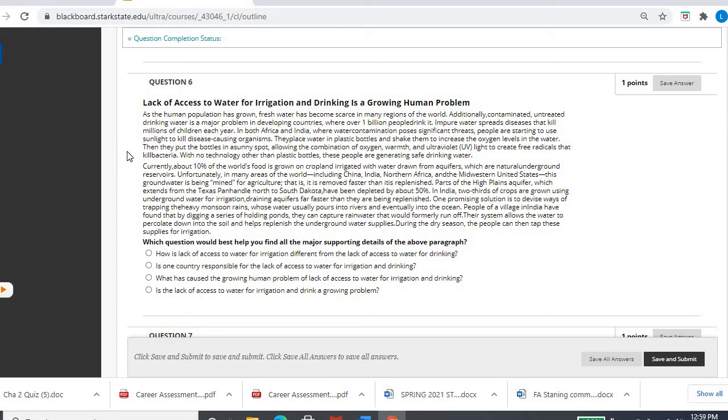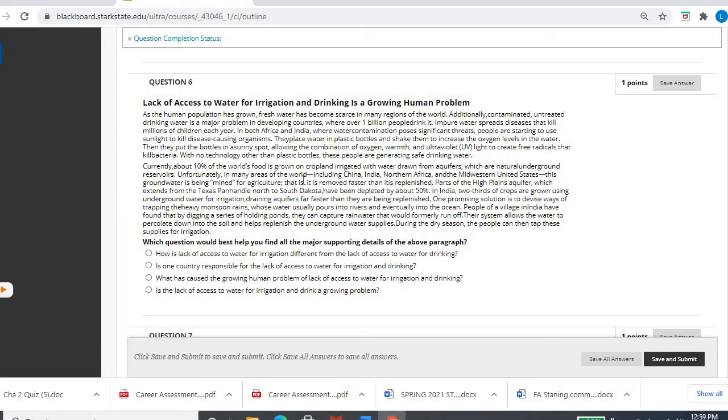People of a village in India have found that by digging a series of holding ponds, they can capture rainwater that would formerly run off. Their system allows the water to percolate down into the soil and helps replenish the underground water supplies. During the dry season, the people can then tap these supplies for irrigation.